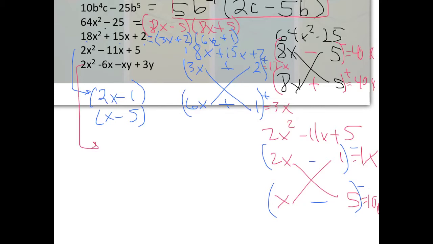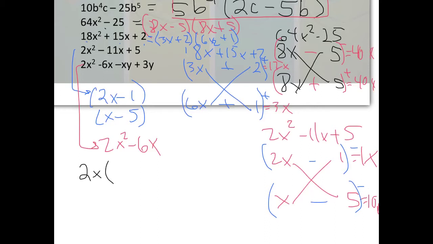All right. Now this one, it's got 4 terms. What do we have to do? Factor by grouping. So I'm going to group these two together. What do 2x squared and negative 6x have in common? Well, for one, they have 2. For another thing, they have x.